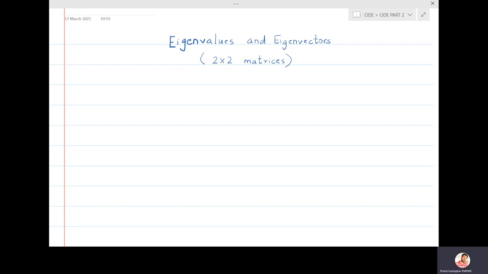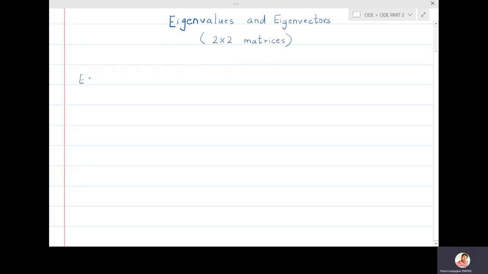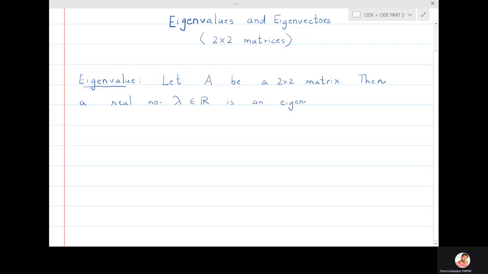So in this lecture, we are going to study eigenvalues and eigenvectors for 2x2 matrices. Let us first define what is meant by an eigenvalue. Let A be a 2x2 matrix. Then a real number lambda is an eigenvalue if we can find a vector which is not zero, such that A v bar equals lambda times v bar. In this case, lambda becomes the eigenvalue and v bar is called the eigenvector.